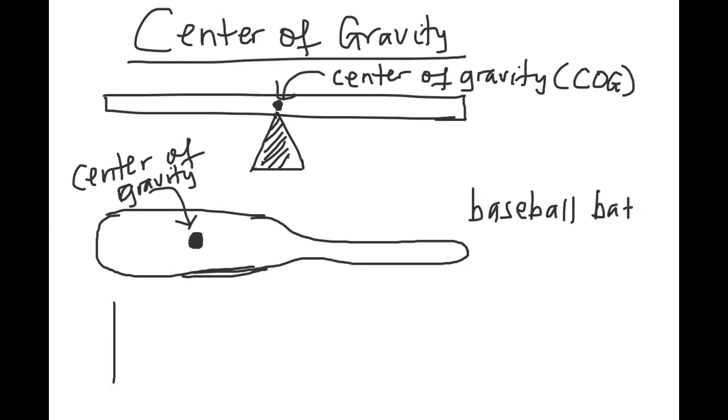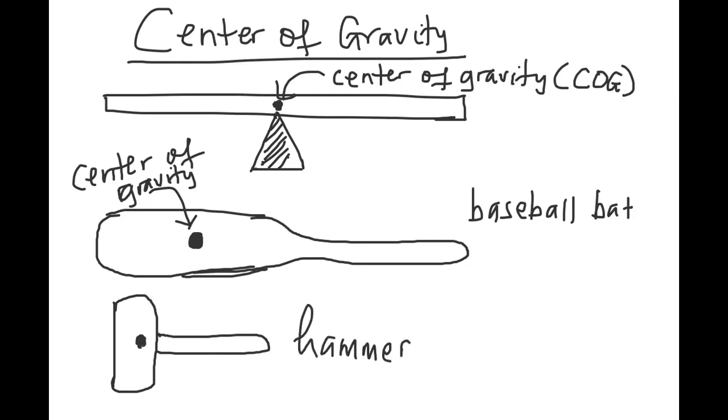You might have a hammer somewhere. If you have a hammer, you might want to try to see where the balancing point is. You realize that the handle is lighter than the metal part, so the balancing point will be somewhere here. So that will be the balancing point of the hammer. That balancing point is what we call the center of gravity, the point at which all the mass is thought to be concentrated.